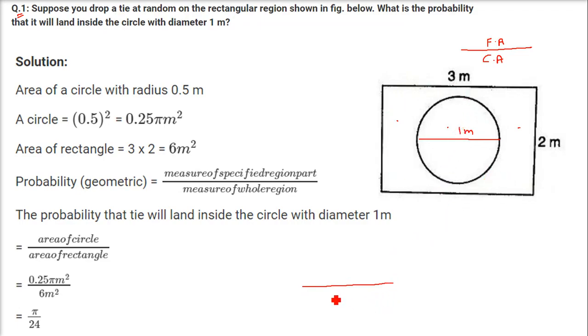So the complete area of the region: this is 3 and this is 2. What is the area of a rectangle? 3 into 2, 6. Now this is a circle, so it will be pi into the radius squared. You always know that radius equals diameter by 2, so it is 1 by 2, that is 0.5. Pi r square is the area of the circle, pi into 0.5 whole square, which is 0.25. So 0.25 pi by 6 is going to be pi by 24.